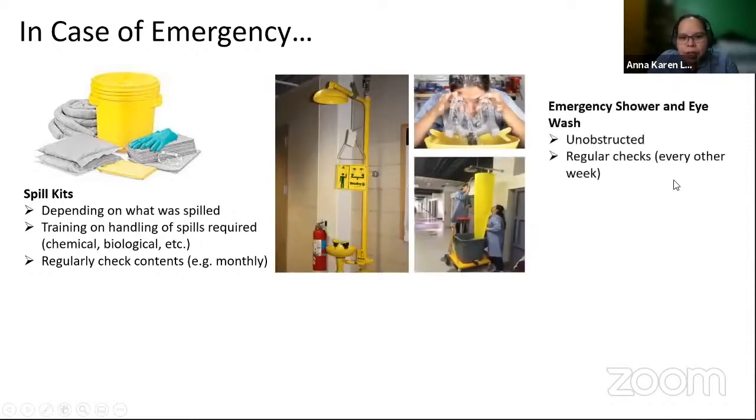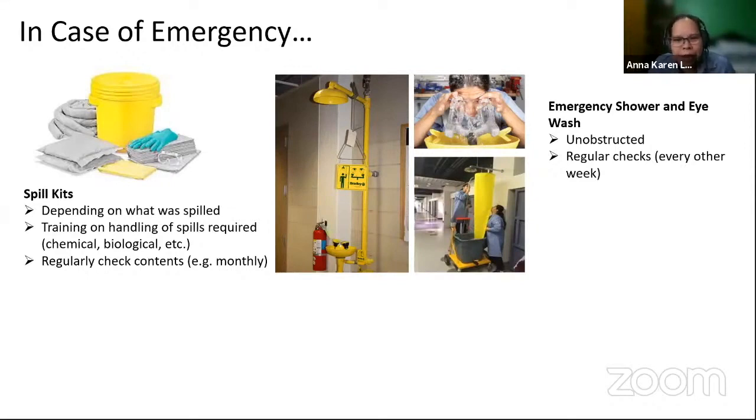In case of accident, you also need to have your emergency shower and eye wash. So this is an example of your emergency shower, and this is your eye wash. This is more of a joint setup where you have an eye wash station and your emergency shower. They have to be unobstructed. It's hard enough that you've had an accident in the lab, and then you trip on your way to the emergency shower or eye wash. So that's double jeopardy, right?